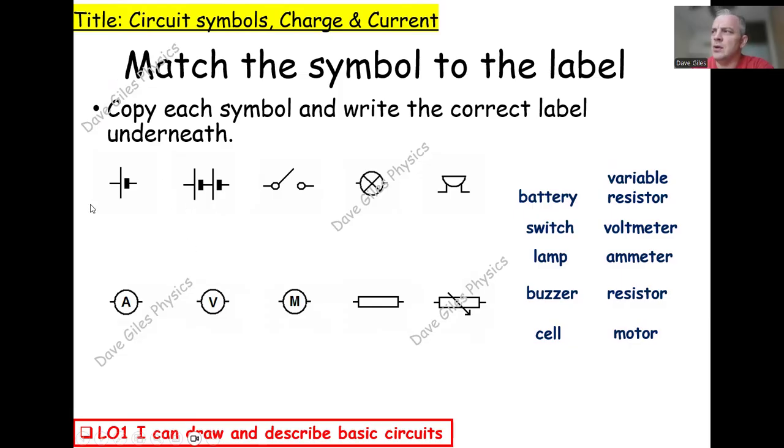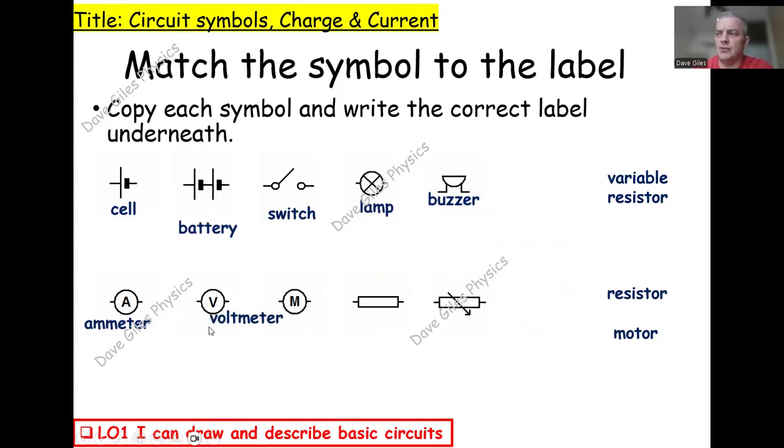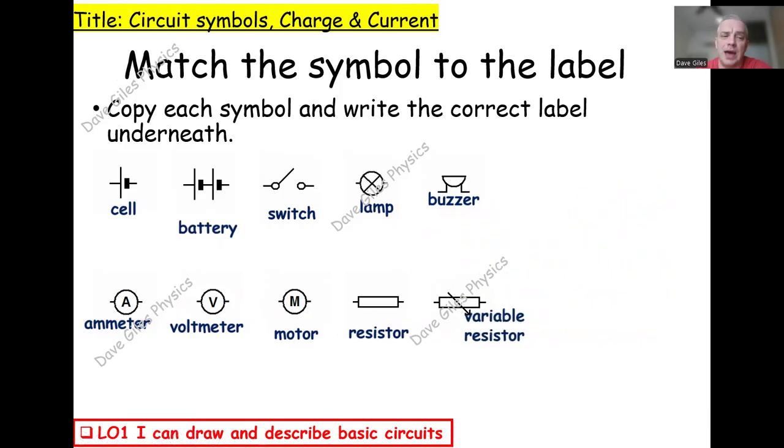Okay, first one. So this here on its own is a cell. Two or more cells combined make a battery. This here is a switch, or more accurately, this is an open switch. This symbol here is a lamp, and this is a buzzer here. Next, we've got an ammeter, which is used to measure current. Then a voltmeter, used to measure voltage. This one here is a motor. This one is a resistor, and the resistor with a little arrow going through it is a variable resistor. So hope you all managed that one okay.